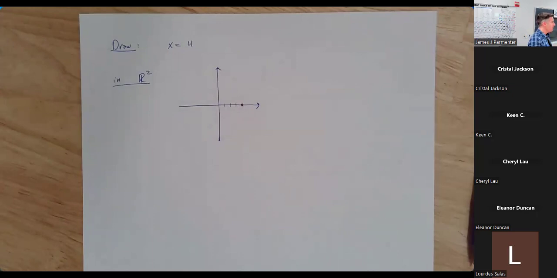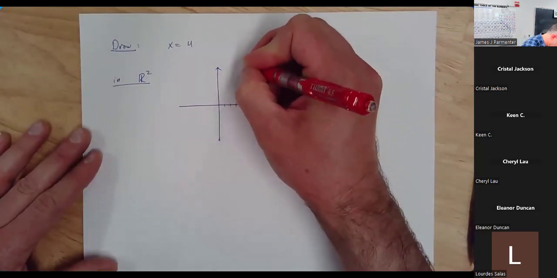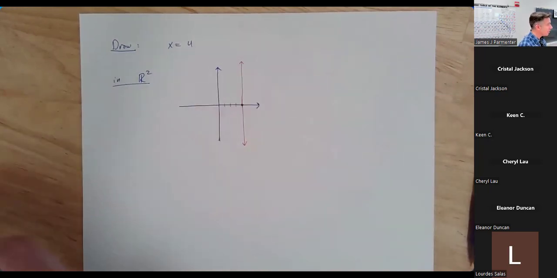Y is missing. If y is missing, that means y can be anything it wants to be, and that doesn't affect what the equation is doing, right? X equals 4 is still true, whether y is 1 or whether y is 1,000 or whether y is negative 23. So that means that we can extend this in this direction and in this direction. Now, I know that's not often how we think about graphing this line, but it is a valid way of thinking about graphing this line.